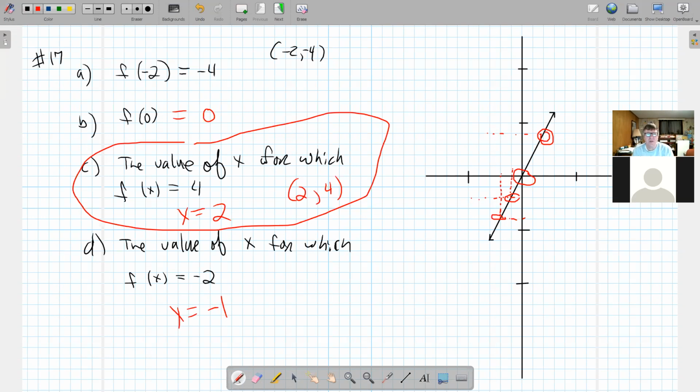So really, all these questions are doing is saying basically complete this table. But it's being asked in function notation. So f of -2 is -4, f of 0 is 0, find x when y is 4, find x when y is -2. We're doing the exact same thing as I just did in the table, getting points off the graph, but the questions are written in function language. Okay, any questions before we go on to the next page?